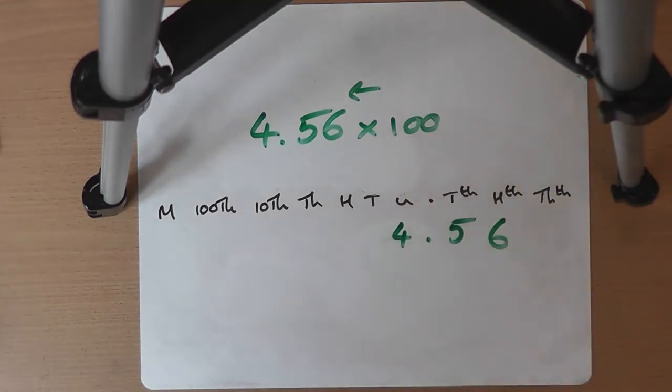I'm going to put the 4.56 in where it goes. The decimal point will help me line things up. 4 in the units, 5 in the tenths, 6 in the hundredths, and that decimal point underneath the decimal point in my grid. We're going by 100.